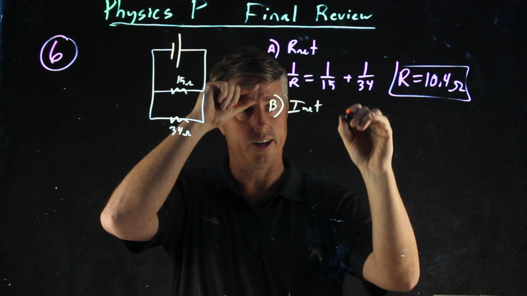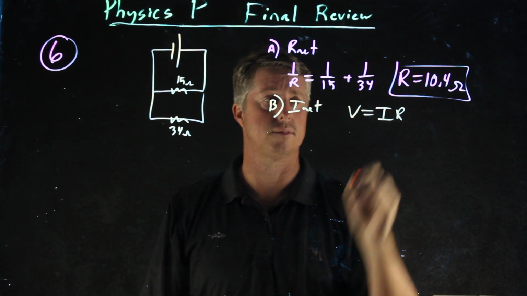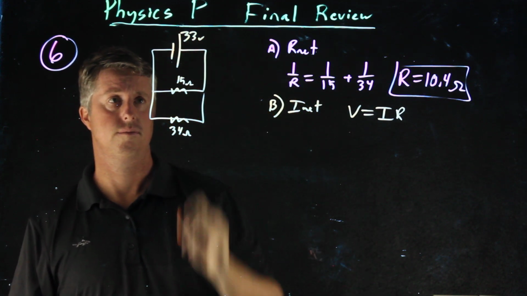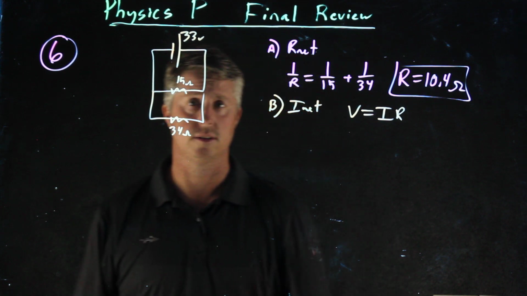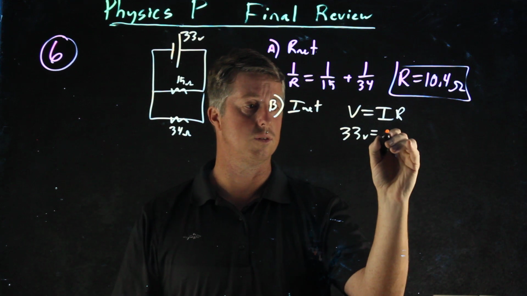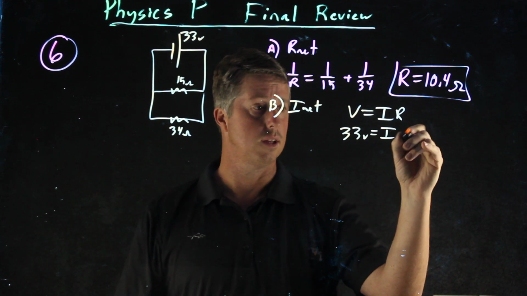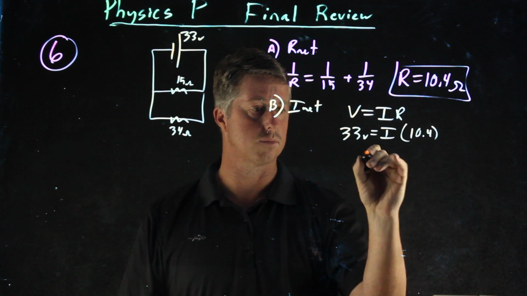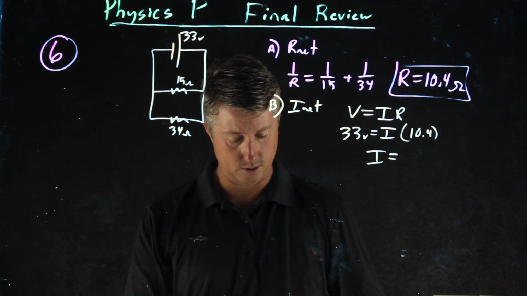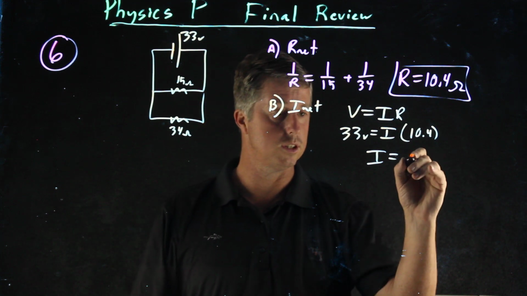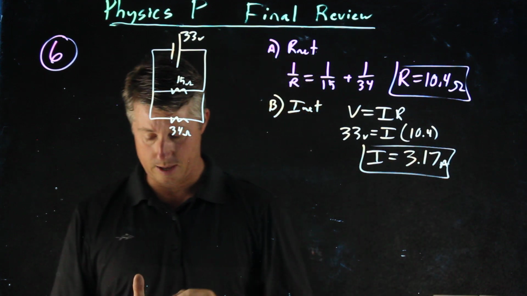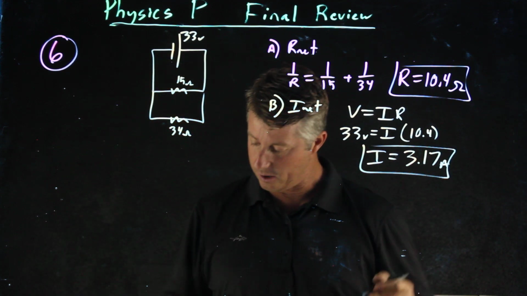Essentially I net. I know Ohm's law is V equals IR. And they tell me that there is 33 volts in the system, as per what the problem says. So 33 volts is equal to I, which is what I'm trying to find, and the resistance is 10.4. 33 divided by 10.4, which is 3.17 amps. There's the answer to B. Which means I only have one more thing.